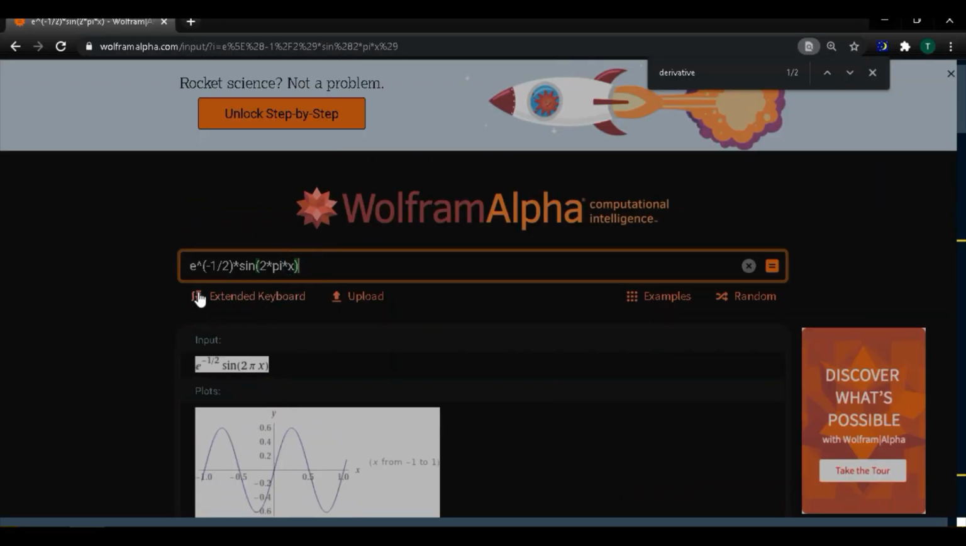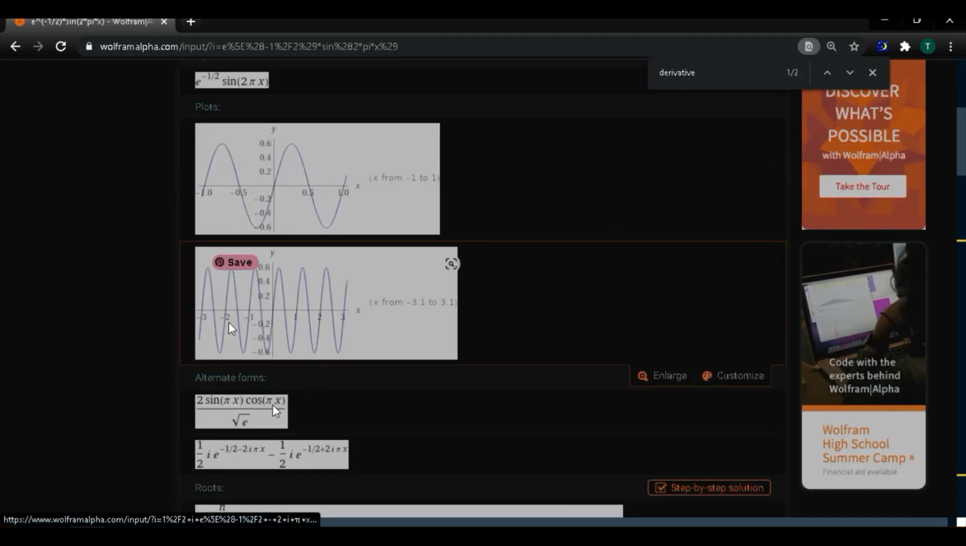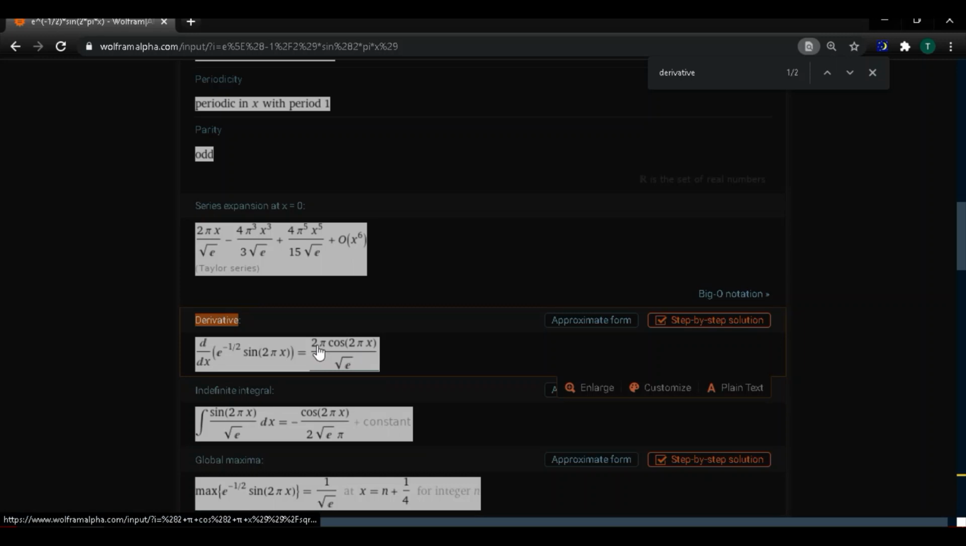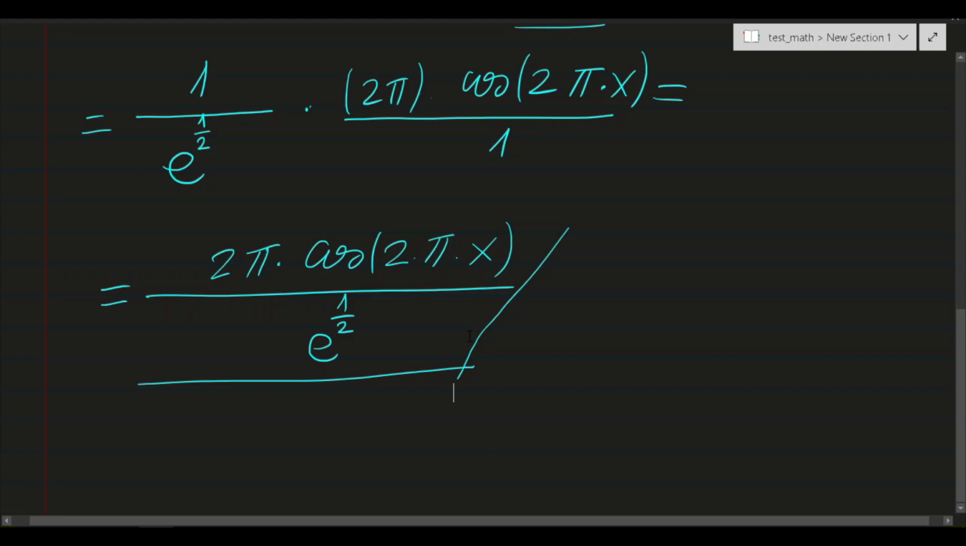Here I have written e to the power of negative 1 fraction 2, multiplied by sine 2 pi x. Here is the result. It says that it is the same as what we have. Can you see?